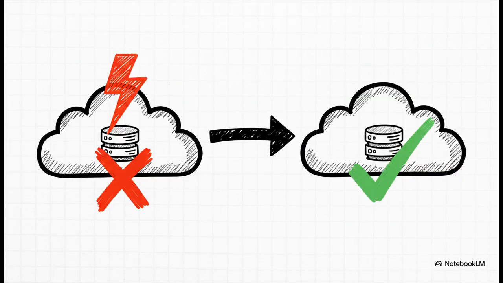And of course, the one we all think of first, disaster recovery. Keeping a complete, up-to-date copy of your data in a totally separate AWS region, well, that's the cornerstone of any solid business continuity plan. If your main region has a really bad day, you can just fail over to your replica and keep the lights on.